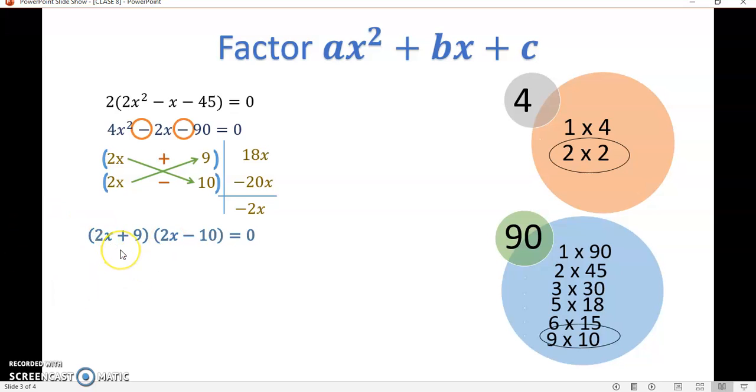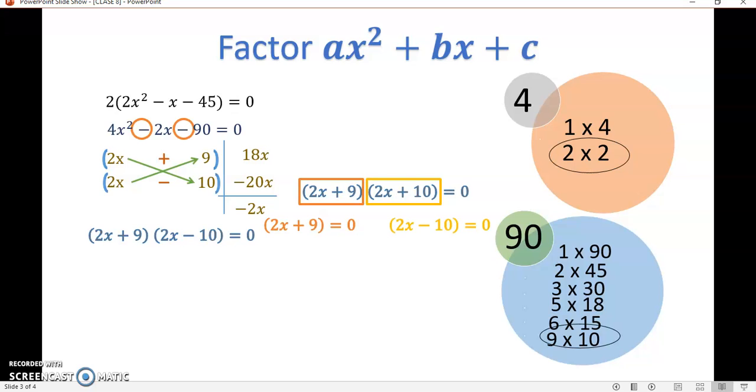Now, what do I need to do? Well, I need to leave my variables completely alone. And how am I going to do this? Well, first thing I'm going to do, I'm going to separate each parenthesis, and I'm going to put each one equal to 0. So I'm going to have 2x plus 9 equals 0, and then here 2x minus 10 equals 0. Now I need to leave my variables completely alone on each side for each parenthesis.